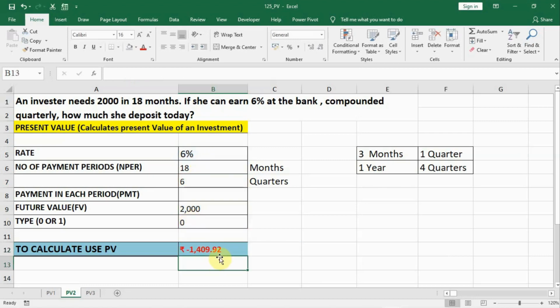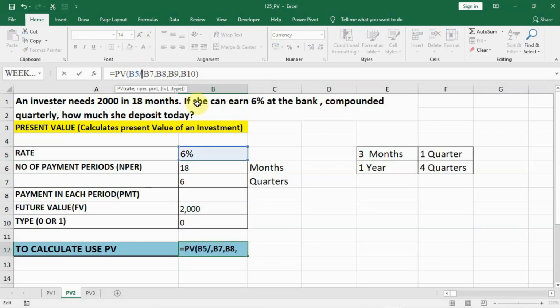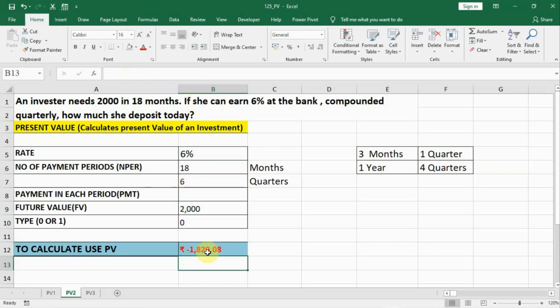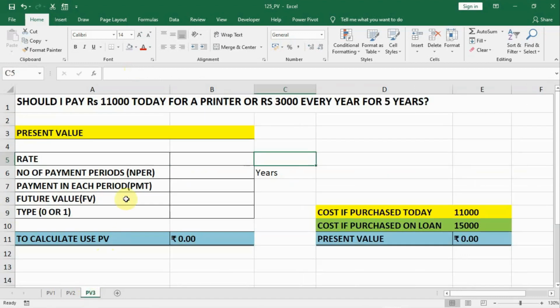And we'll press enter. So I need to put in rupees 1409, but if you see, here is a mistake. The interest is annual and we have to calculate it on a quarterly basis, right? So what we have to do is, in our formula we have to divide B5 by 4 for a quarterly interest, and we press enter here. So our answer is 1829 rupees that we have to invest right now if we want to have rupees 2,000 after 18 months. Let us see a third example, a more practical example.